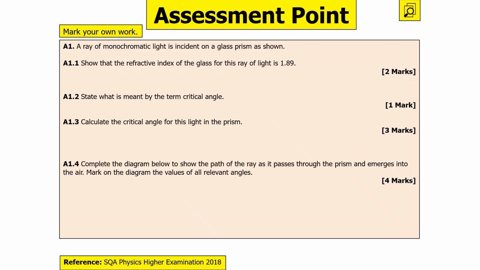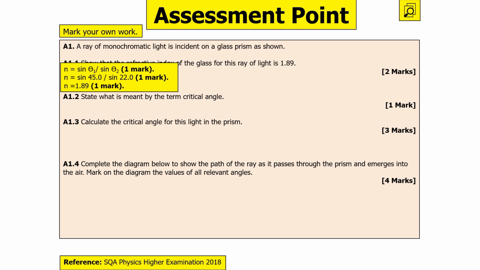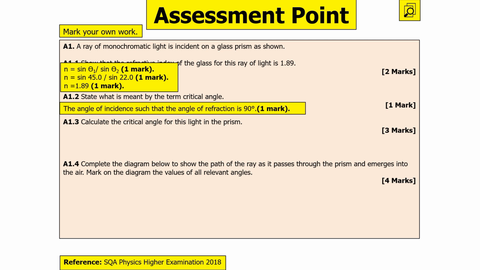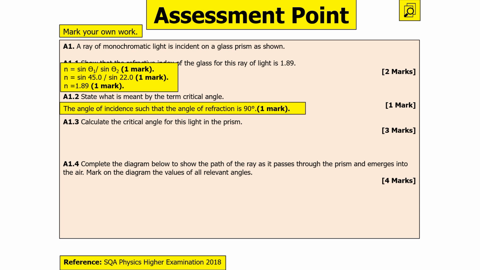In this first one, we say n is equal to sin θ1 over sin θ2, pop in the values, n equals 1.89. The critical angle is the angle of incidence such that the angle of refraction becomes 90 degrees. We know that sin of the critical angle is 1 over n, or 1 over 1.89, so θ equals 31.9.